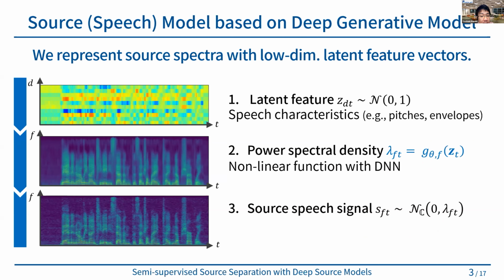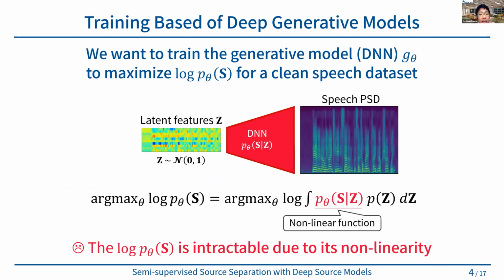And we can precisely represent the source vector density by using this neural network. We then think about how to train this deep generative model. By using a dataset of clean speech signals, we want to train the generative model G such that the log marginal likelihood for the dataset is maximized.